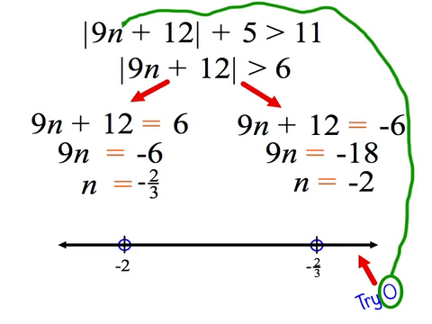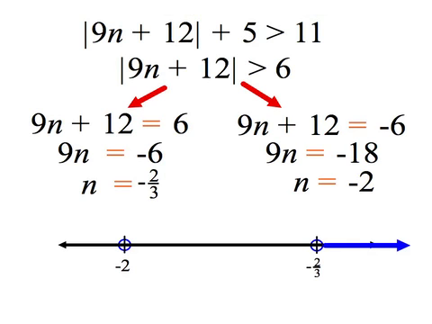Or if you like, we substitute 0 in for the letter n. Well, 9 times 0 is 0. 0 plus 12 is 12. The absolute value of 12 is still 12. 12 plus 5 is 17, and now we have a true or false. Is 17 greater than 11? Yes, it is. So the 0 worked, and we shade in that entire section, all of the numbers greater than negative 2/3.